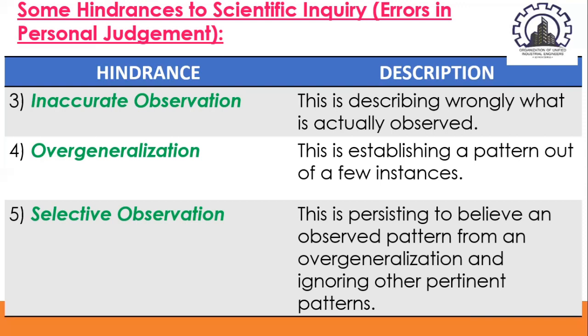And another hindrance to scientific inquiry would be called overgeneralization. If we say overgeneralization, this is establishing a pattern out of a few instances. For example, when one sees one or two Ilocano husbands who are hardworking, responsible, and trustworthy, then he concludes that Ilocano husbands are hardworking, responsible, and trustworthy. When one happens to travel on a rough road in a certain province, he forms the impression that the roads in that province are rough.